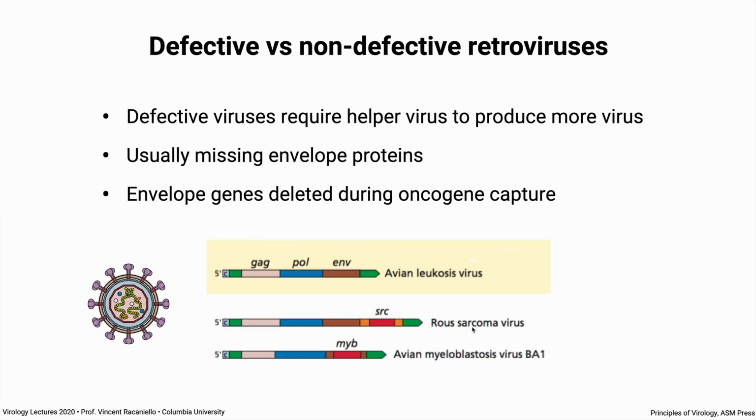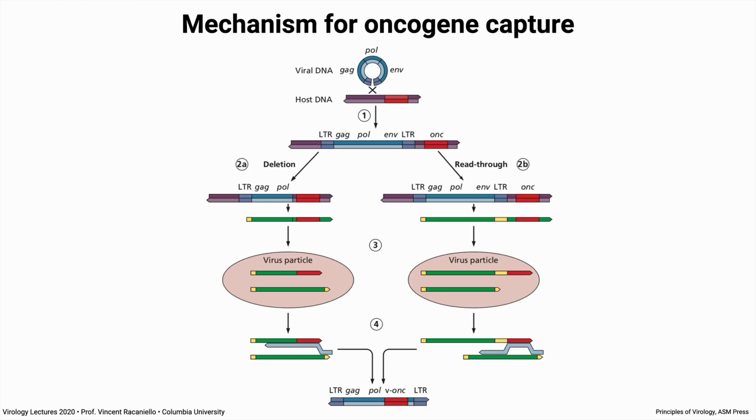So let me just emphasize defective versus non-defective. A defective virus needs a helper. So if you have one of those transducing retroviruses that's defective, you can't grow it unless you mix it with a helper virus, which is basically the parent that has all the genes that it needs. And so the example here, avian leucosis virus, Rous sarcoma virus, is non-defective because the oncogene went in addition to the genome. But avian myeloblastosis virus, BA1, is defective, and you cannot grow this without ALV as a helper virus. So that's what I mean by defective versus non-defective.